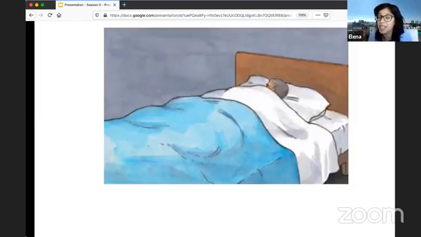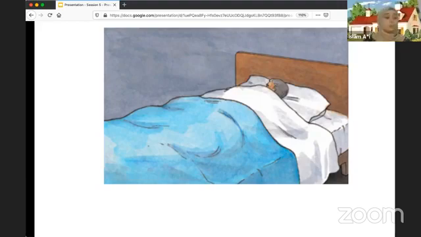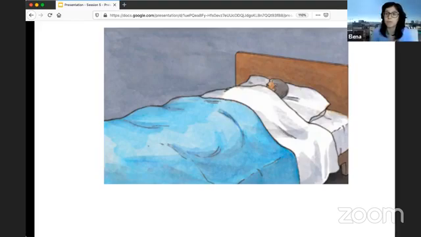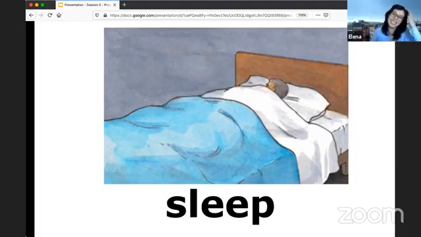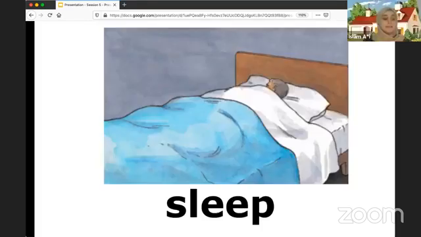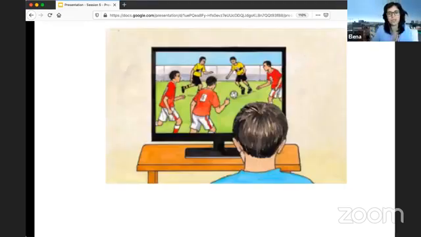The next one is this man who is in his bedroom. So the question is, Dahlia, what is he doing? What is he doing? Now you can see him. Yes, Elena, he is sleeping. Yes, exactly, that's right. Sleep. He is sleeping. That's right. So let's move on to the next one.